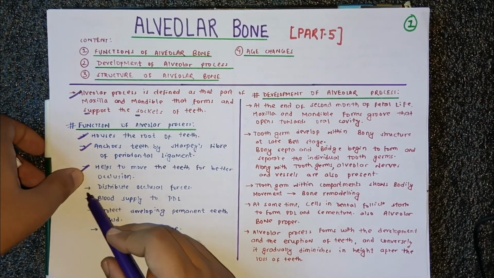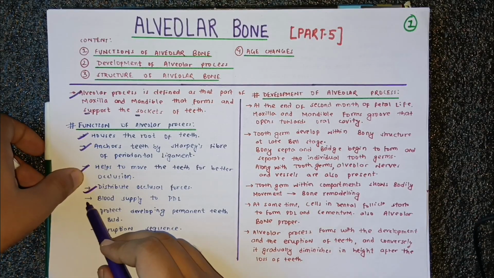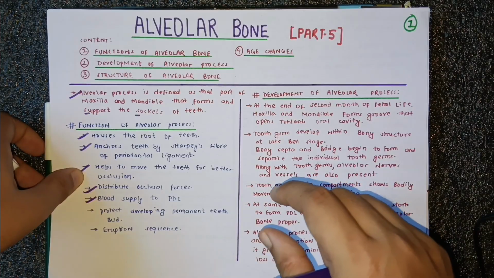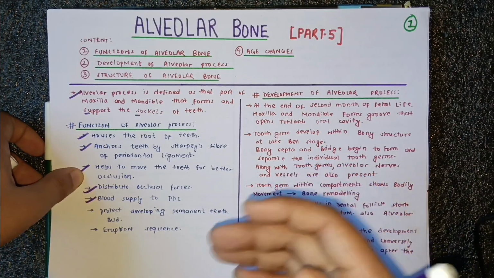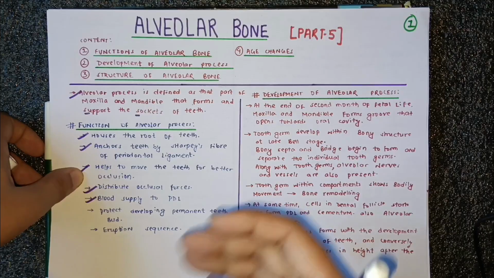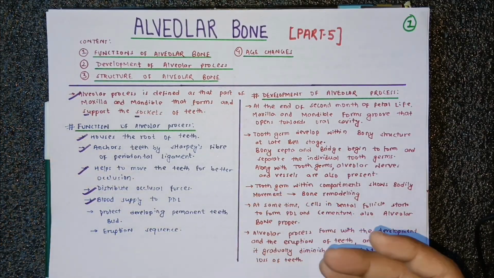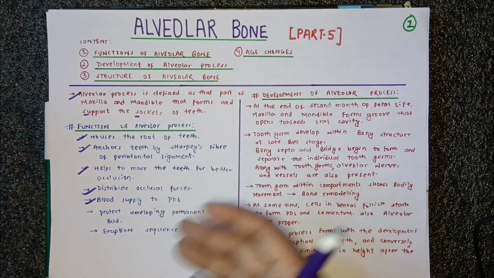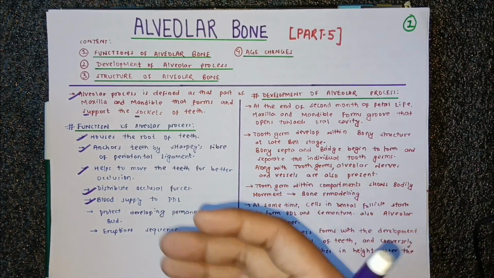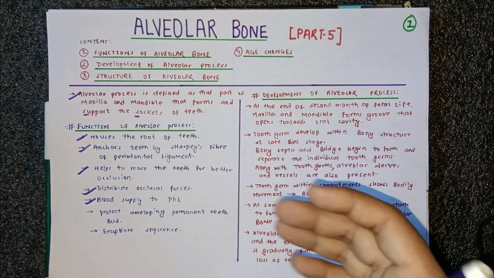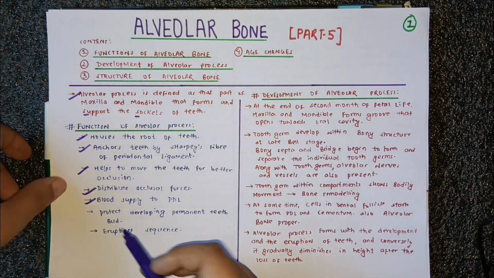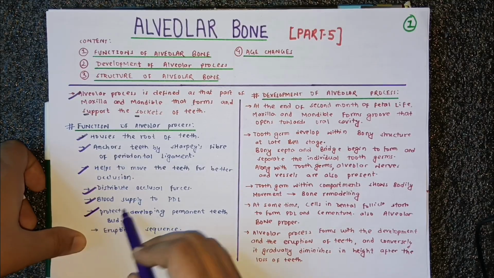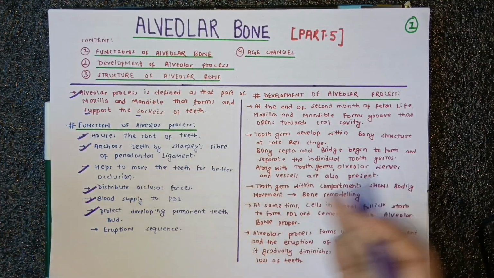After that, it distributes the occlusal forces and gives blood supply to the periodontal ligament. It is the structure through which blood vessels pass. We have discussed the Haversian canal and the Haversian system, and the Volkmann canal. In all those systems there are blood vessels, and the blood vessels pass into the periodontal ligament and supply it, and after that they supply the pulp of the tooth also. Another point is that it protects the developing permanent tooth buds, so it gives protection.